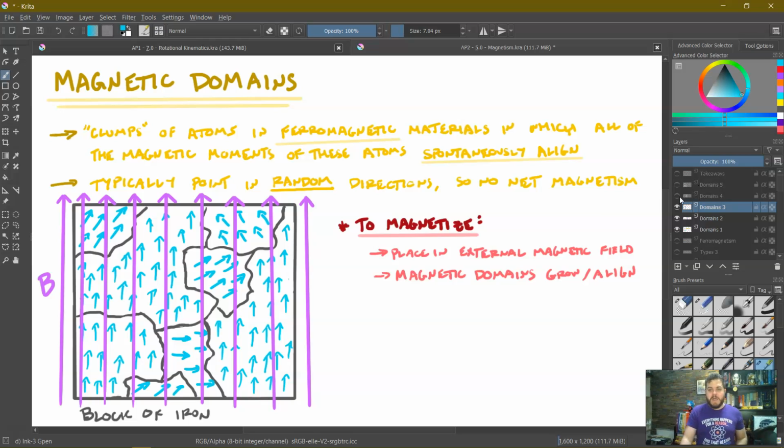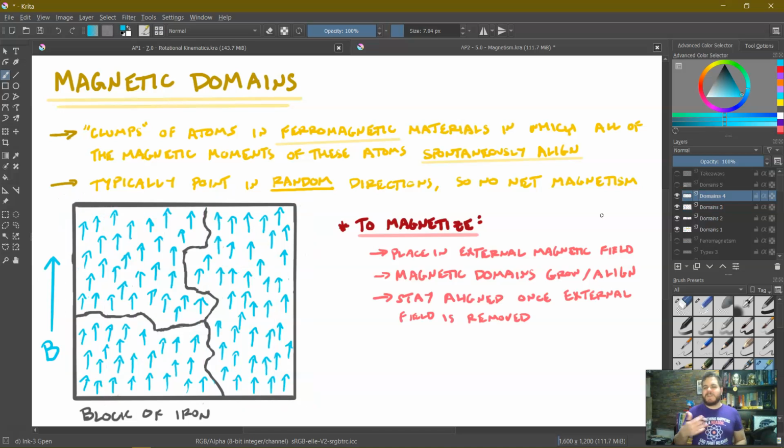And eventually, we'll reach a state where all the atoms are pointed that way, and if we remove the field, they stay aligned in this position. And we've now created a piece of iron with a magnetic field pointed in this direction. So these domains have grown and shifted. And now we have a permanent magnet. I can take this magnet other places and it's going to be generating its own magnetic field.